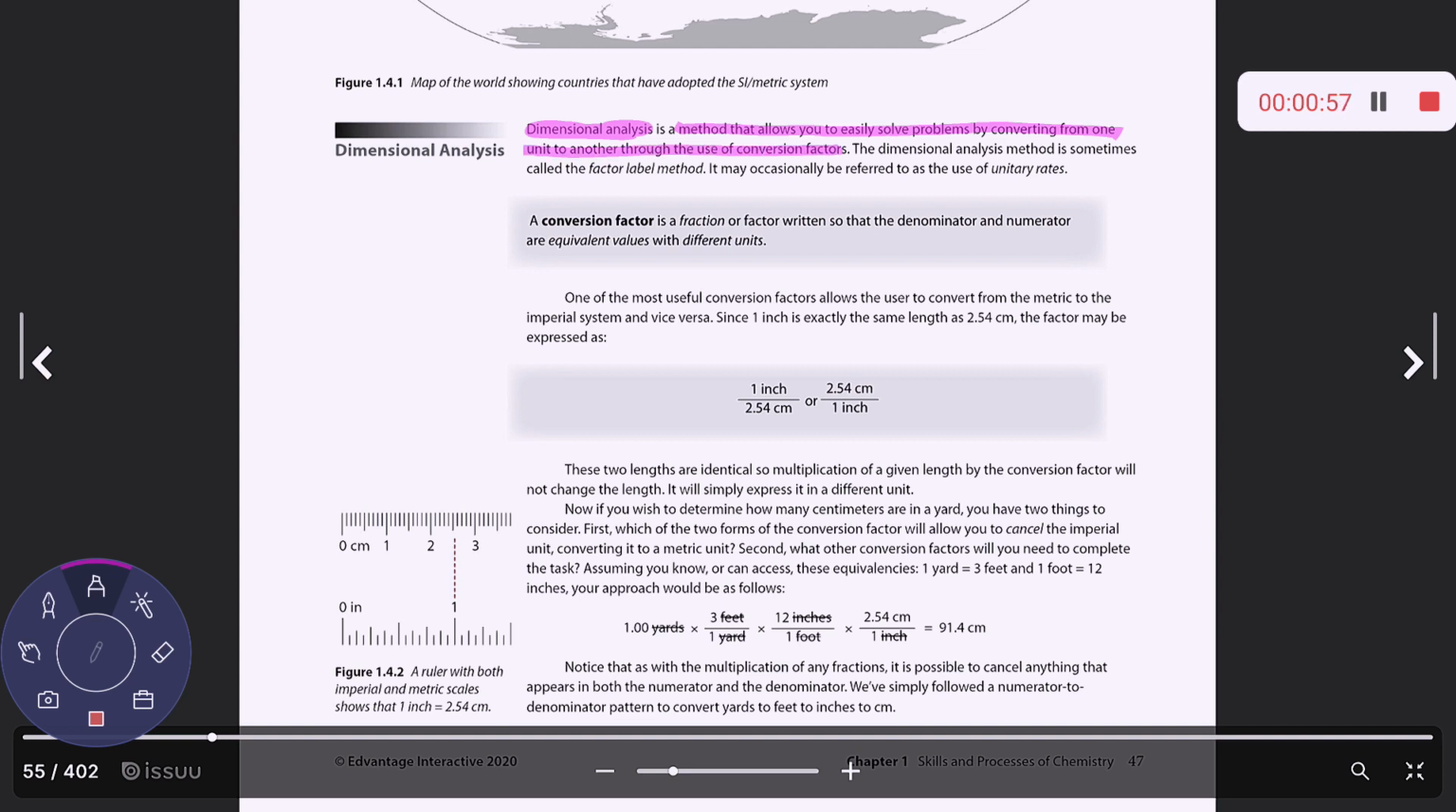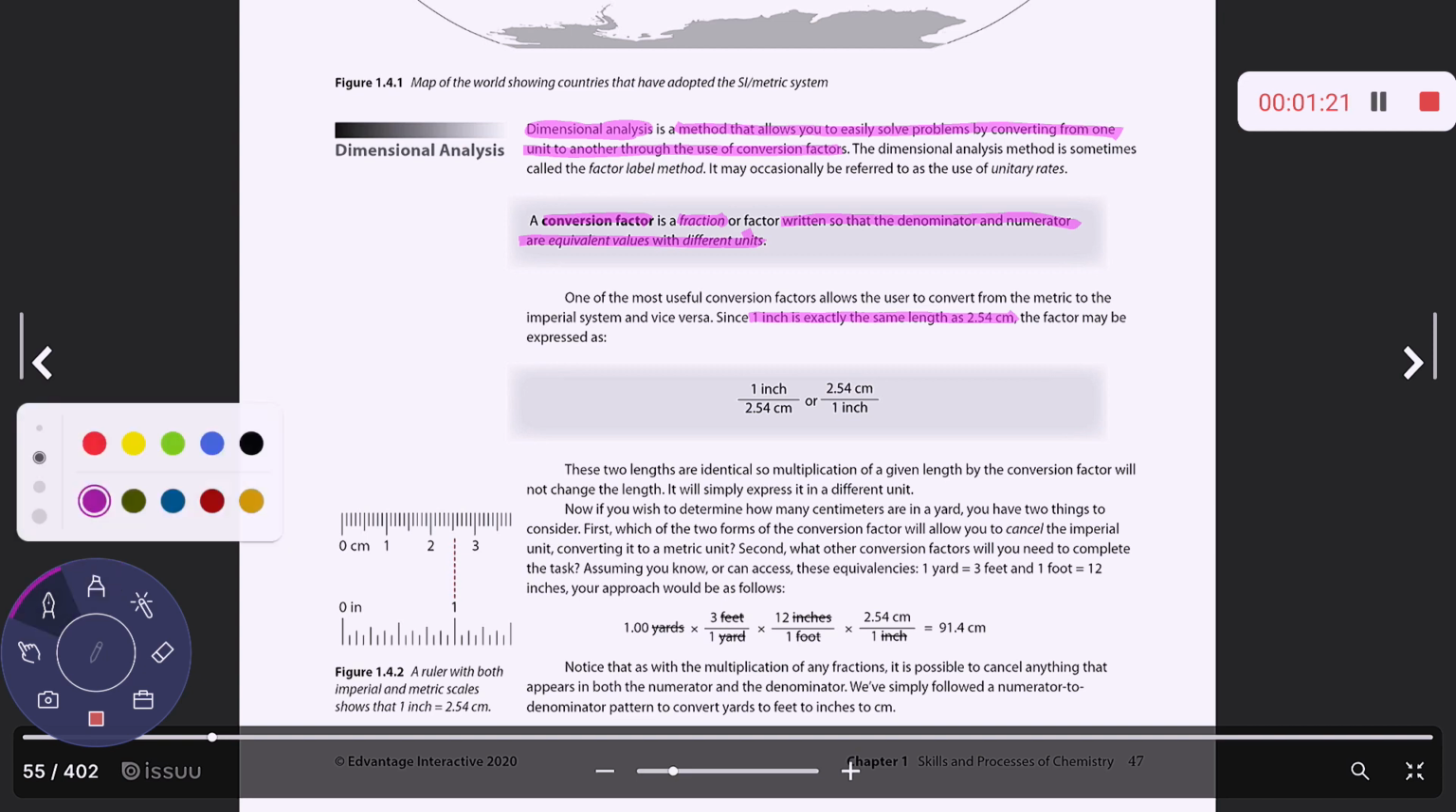We're going to be using conversion factors, which are sometimes called unit equations. They're the same thing. Conversion factors are fractions that are written with a denominator and a numerator that have equivalent values, but they are in different units. And I'm going to be pointing out a few that are exact and some that are not. So we're going to start with 1 inch is exactly the same length as 2.54 centimeters.